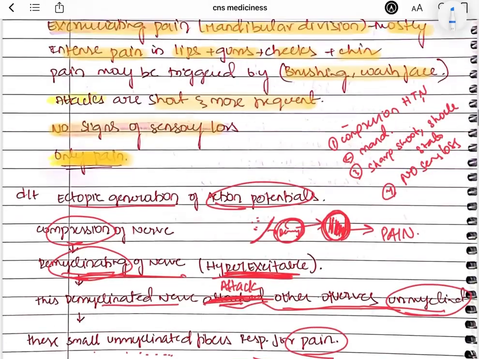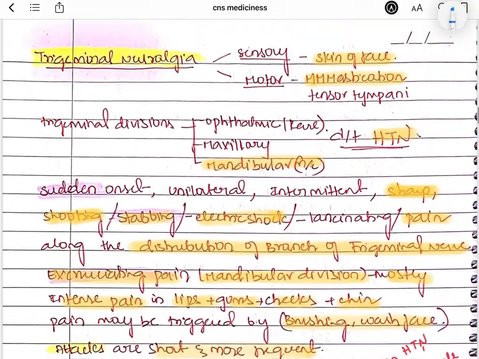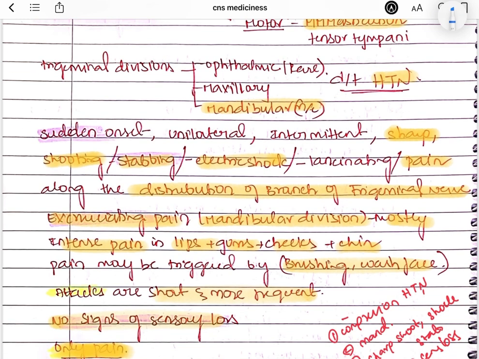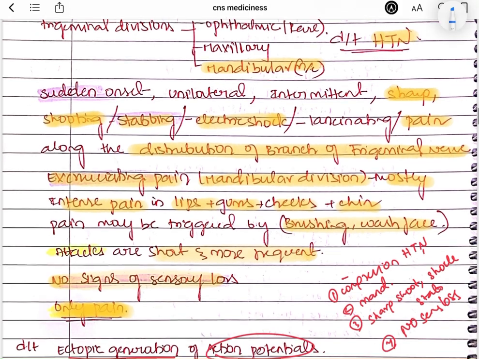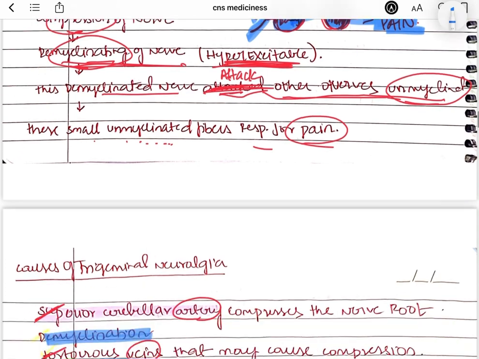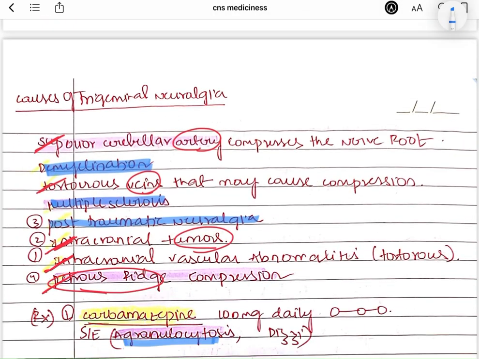So this is about trigeminal neuralgia. Just to summarize, the trigeminal nerve has 3 divisions, out of which the mandibular is affected. There will be intense, excruciating, sharp, shooting or stab like pain along this division. There will be pain in the lips, gums, cheeks and chin, which can be triggered by brushing, washing the face and so on. There are no signs of sensory loss, only pain. What is happening is that action potentials are generated which compress the nerve and cause demyelination of the nerve. Now this demyelinated nerve will attack the unmyelinated nerves which are responsible for this pain, right?